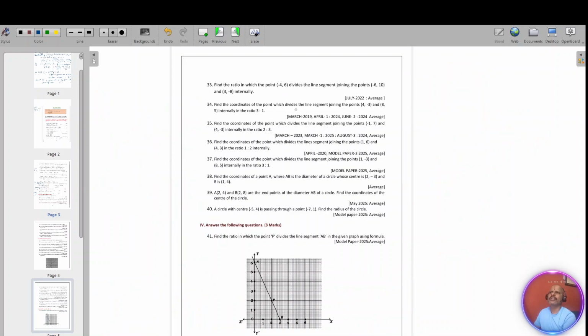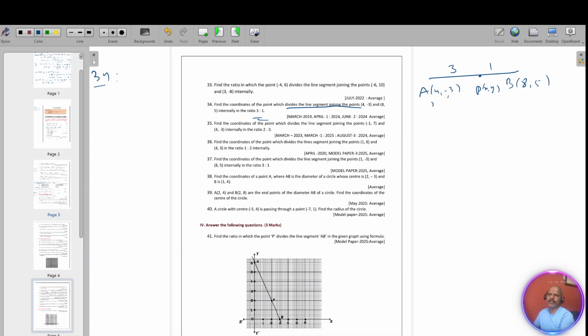34. Find the coordinates of the point which divides this in the ratio 3 is to 1. Means here the ratio is given, the point is asked. Just check out what they have given. A of 4 comma minus 3, B of 8 comma 5, it's given. And they ask here P of x y. Ratio is given as 3 is to 1. Understood? So we'll write 34.